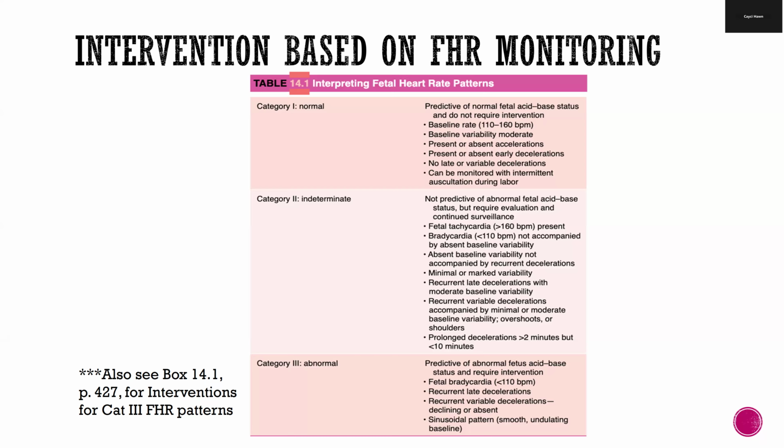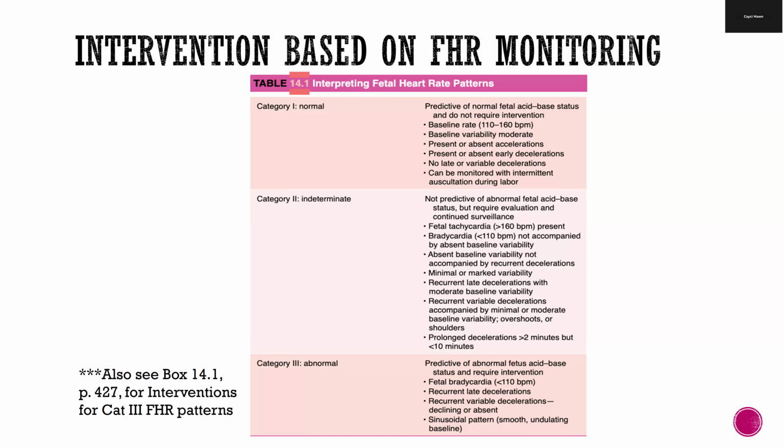Category 2 is indeterminate. So we can't predict whether it's normal or abnormal fetal acid base status, but we do need to evaluate and continue to monitor, continued surveillance. So it's going to have different criteria than category 1. This is where we may have some fetal tachycardia or bradycardia present, but the bradycardia has variability. It's not accompanied by absent variability. Now, the baby can have absent baseline variability, but as long as it doesn't have recurrent decelerations of any kind.